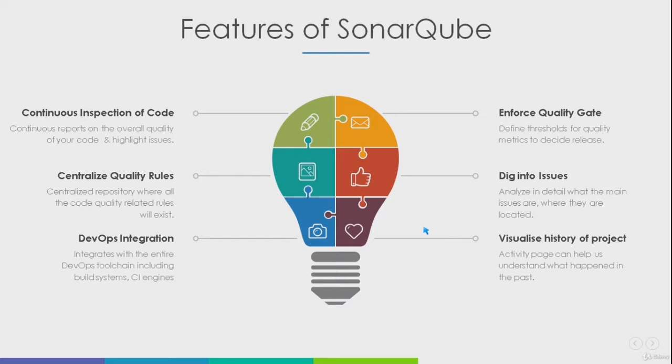Enforcing quality gate. SonarQube can enable you to define thresholds for quality metrics, which can define whether a new version of a project can go into production or not. Example, you can define saying that 60% of your code needs to have test cases written.